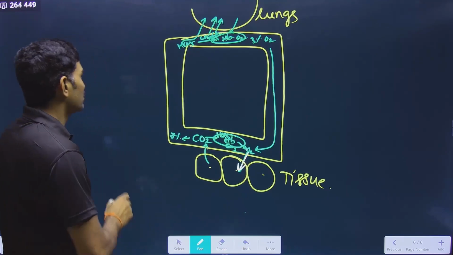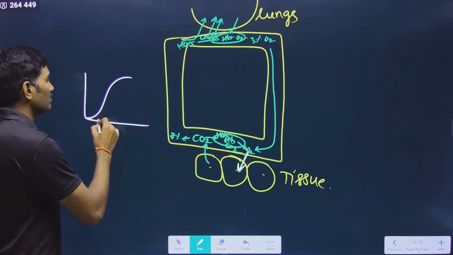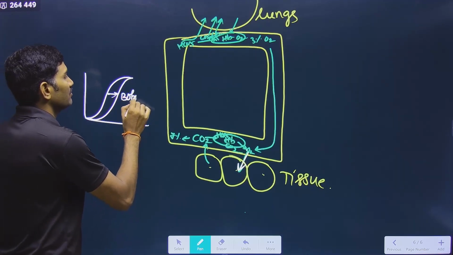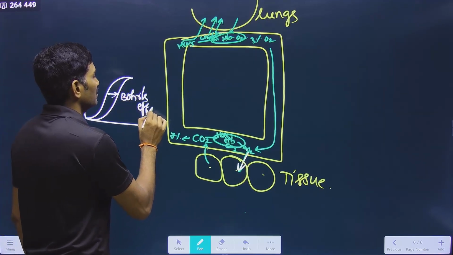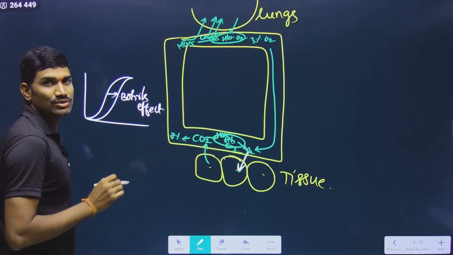In the case of Bohr's effect, suppose this is the standard curve. Where can you observe the Bohr effect? On the right side shift. A right side shift will indicate Bohr's effect. Dissociation, right? This is Bohr's effect at the tissues.